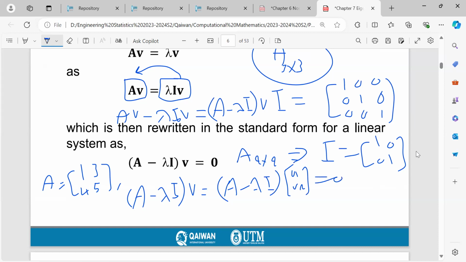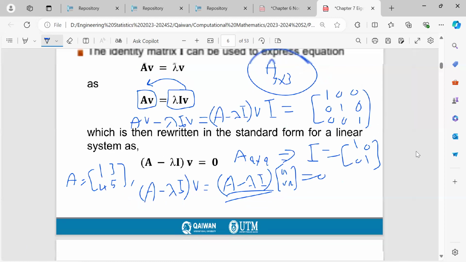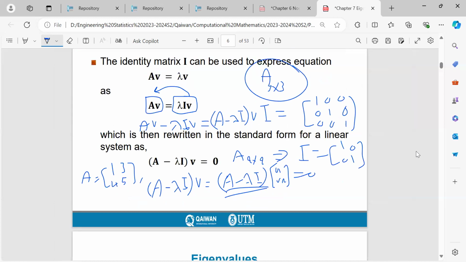So this is a linear system actually. A minus lambda I multiplying by V1, V2 is a linear system. The solution of this linear system is the values of V1 and V2. So by solving this linear system, we get the eigenvectors.